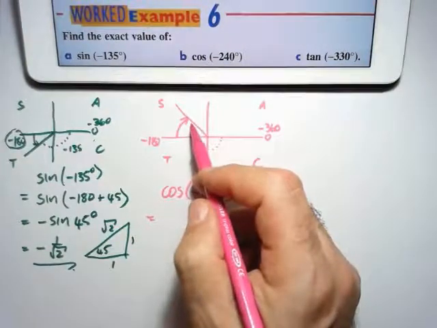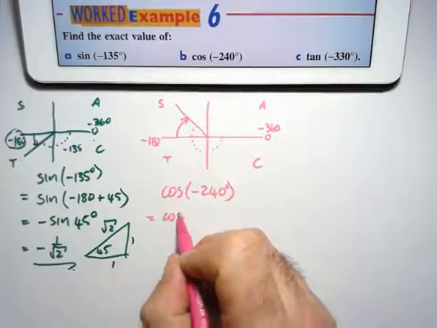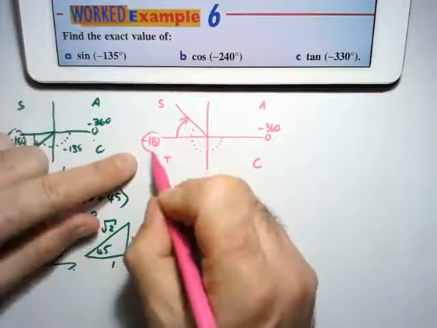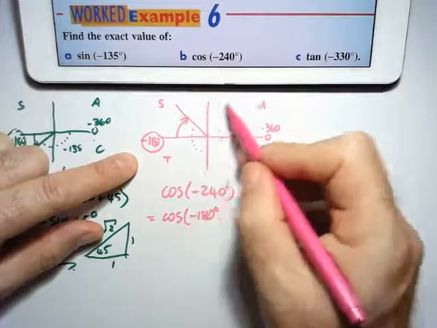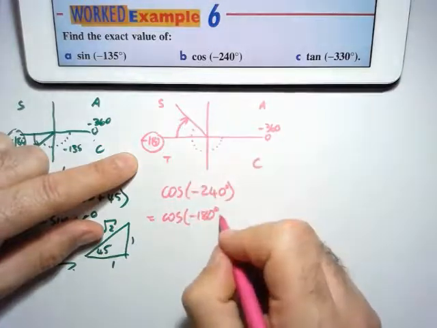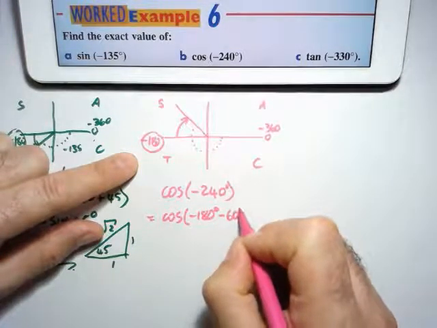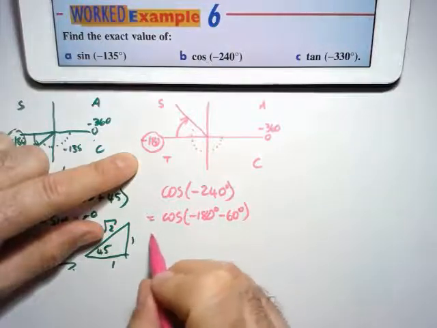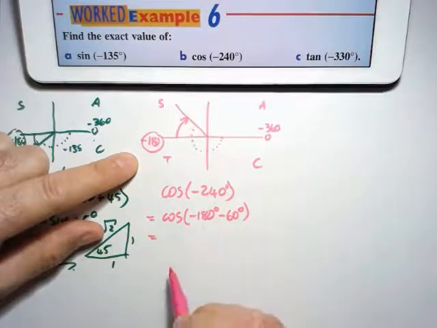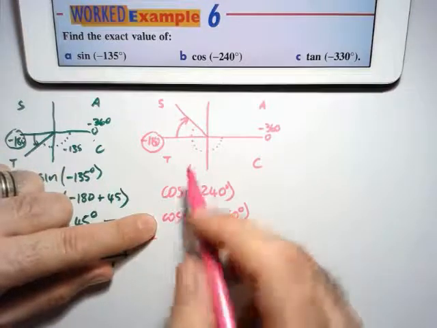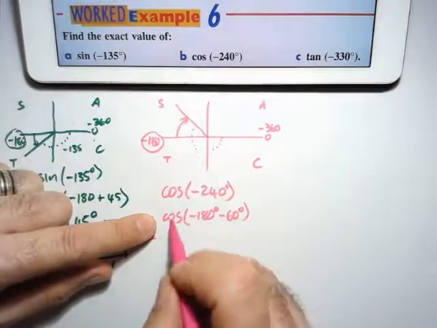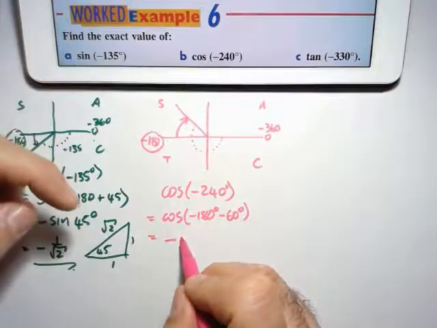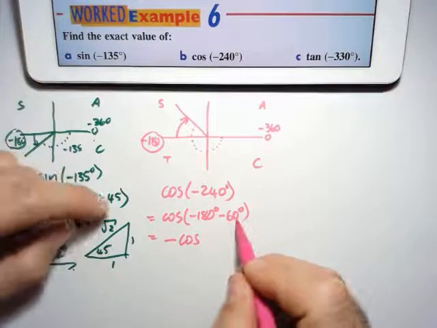How big is that reference angle? Well, that's the same as the cos of starting at negative 180, going in the negative direction, so it's take away 60 degrees. That will give me negative 240. So my reference angle is 60 degrees. So in my second quadrant, cos is negative, so it's negative the cos of 60 degrees.